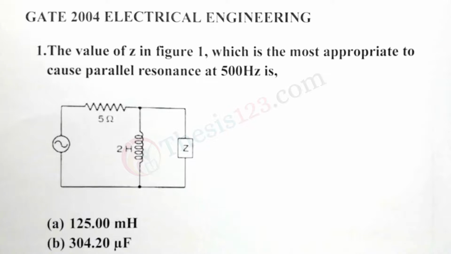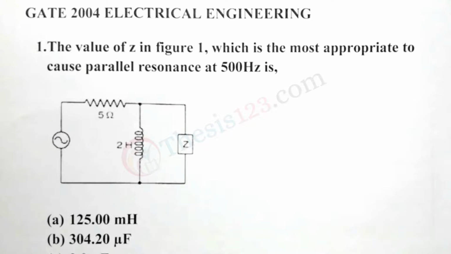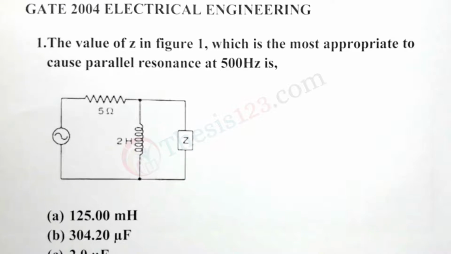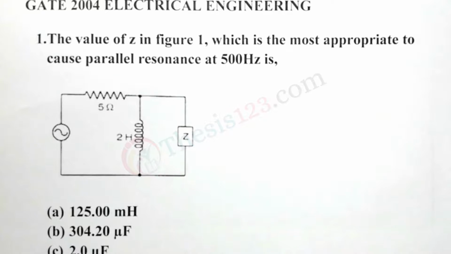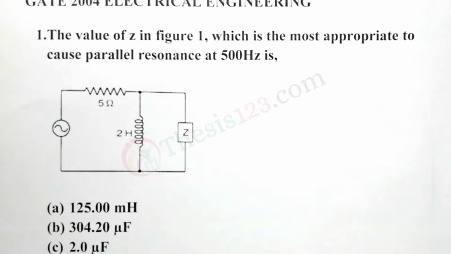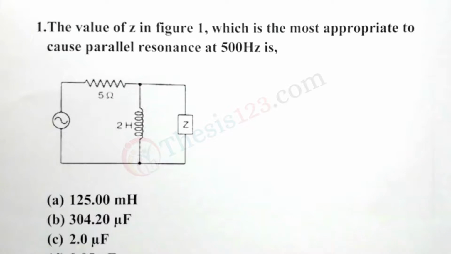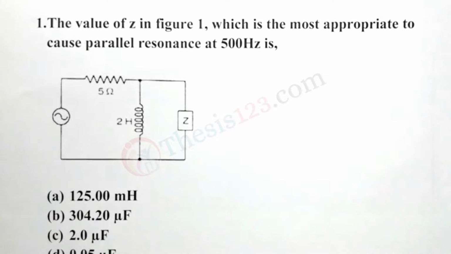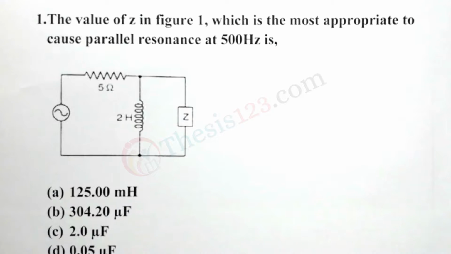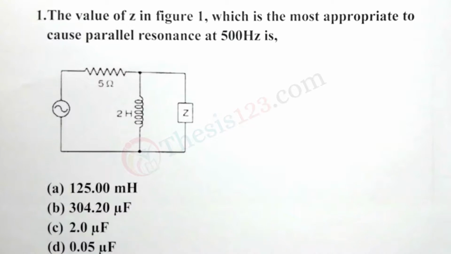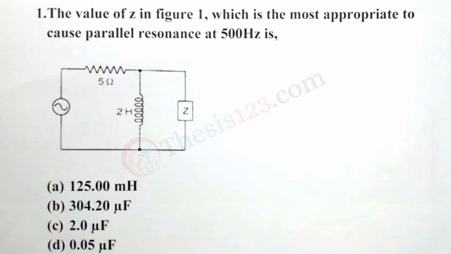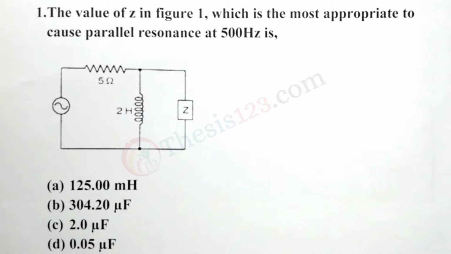In this series, we are going to work on the 2004 GATE paper for the electrical branch. The first question reads: the value of Z in figure 1, which is the most appropriate to cause parallel resonance at 500 Hz, is. So we have our options. A says 125 millihenry, B 304.20 microfarad, C 2 microfarads, and D 0.05 microfarad.